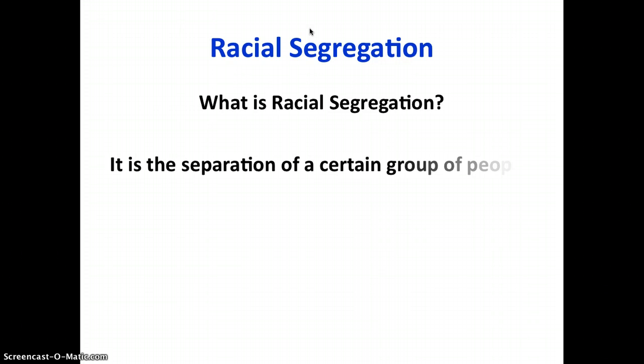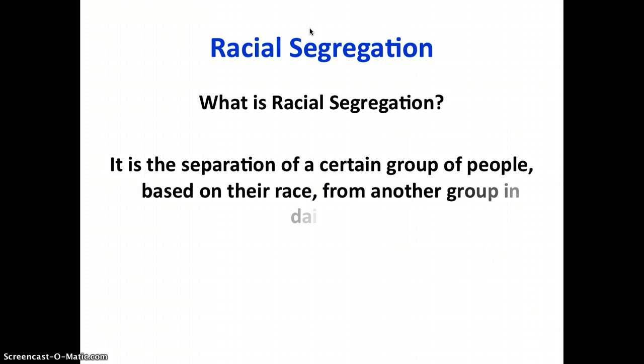Unit 3, The Rise to World Power and Racial Segregation. What is racial segregation? Racial segregation is the separation of certain groups of people based on their race from one another in daily life. Segregation can be whites and blacks, it can be Mexicans and Canadians, it can be anyone of different races, segregating one another from daily parts of life.